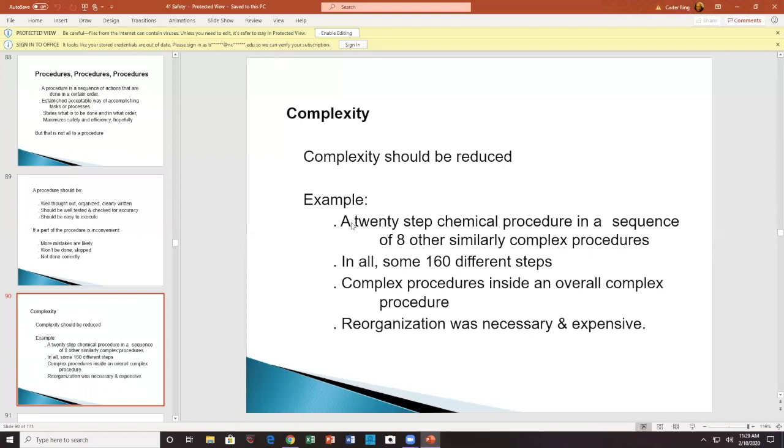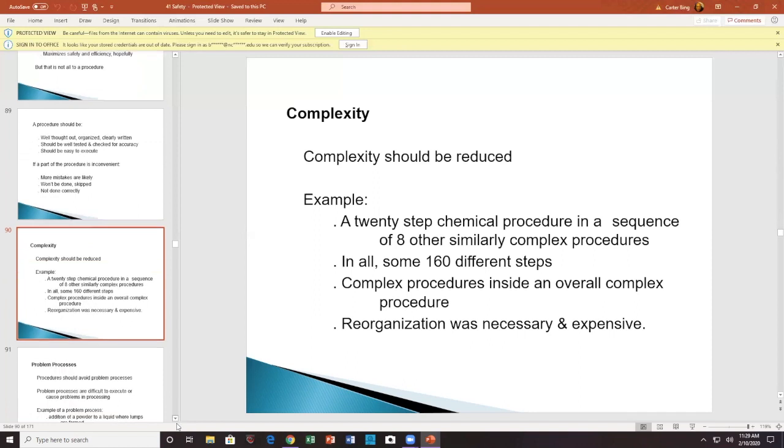I ran across a situation where there was a 20-step chemical procedure. And there were 8 of those in a sequence with 8 other similarly complex procedures. So in all, there were like 160 steps. You had complex procedures inside an overall complex procedure, and basically you needed to throw this out. It was too damn difficult to do. It's difficult, so it's not going to be done.